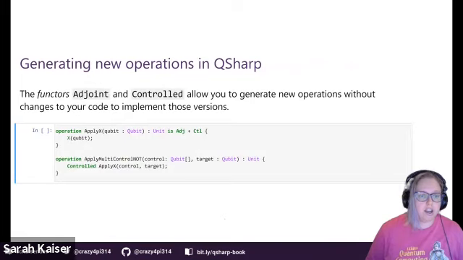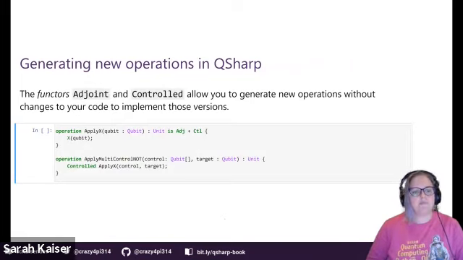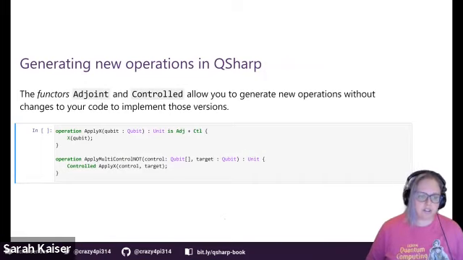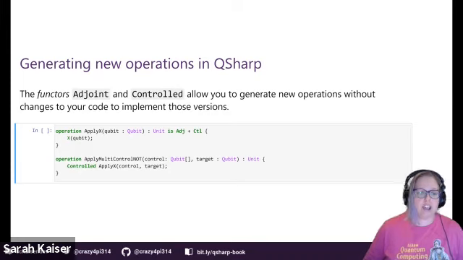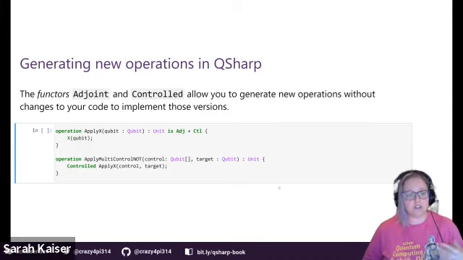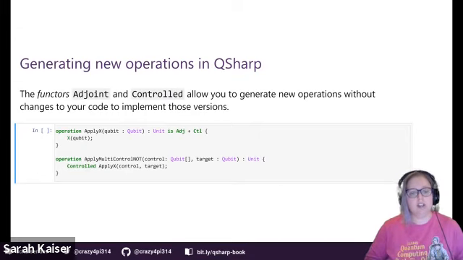Now, let's get to some more complicated operations here. In Q# we have the functors, which I know is a funny word, but that's what they're called, adjoint and controlled. Basically what that allows you to do is, when you write an operation, you can have Q# generate the adjoint, or basically the operation that undoes that operation. Or you can ask Q# to make a controlled version of that operation.